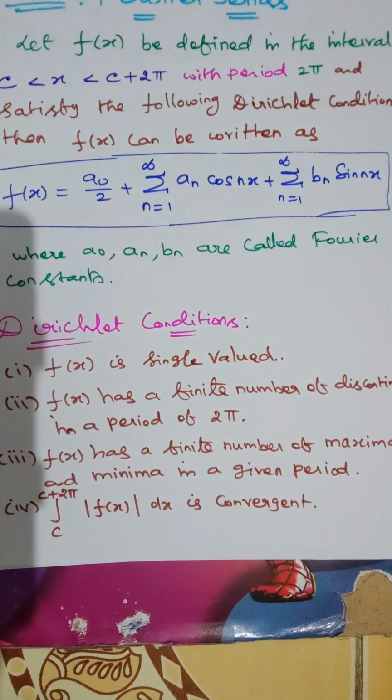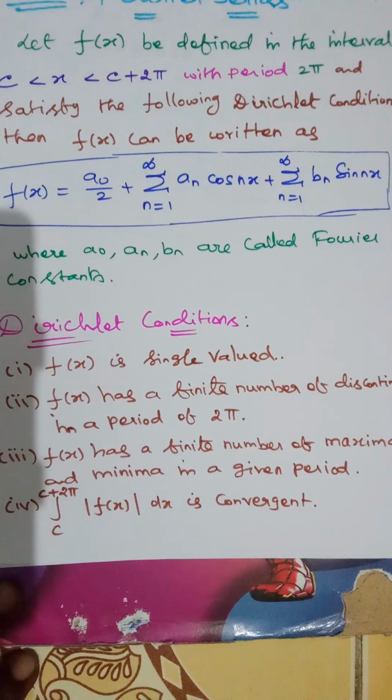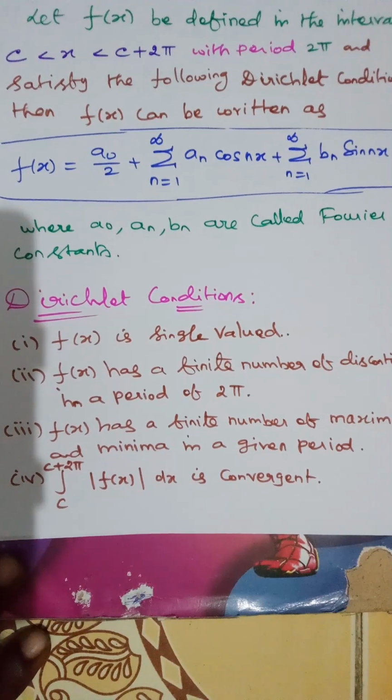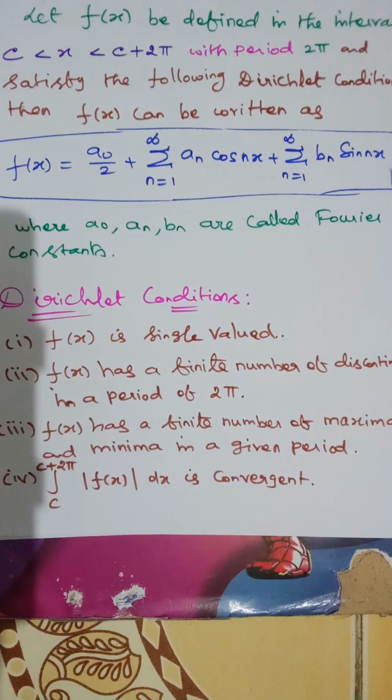Number one, f of x is single valued. The function f of x should be a single valued function. And second, f of x has a finite number of discontinuities in a particular period of 2 pi. So within this interval, it has a finite number of discontinuities, isn't it? And then third condition, f of x has a finite number of maxima and minima in a given period.